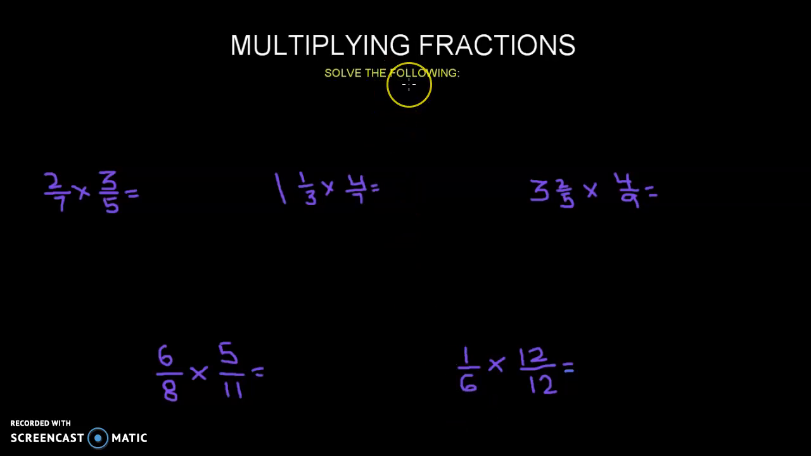Today we're going to multiply fractions. Here it says solve the following: 2 sevenths times 3 fifths, 1 and 1/3 times 4 sevenths, 3 and 2 fifths times 4 ninths, 6 eighths times 5 elevenths, 1 sixth times 12 over 12.